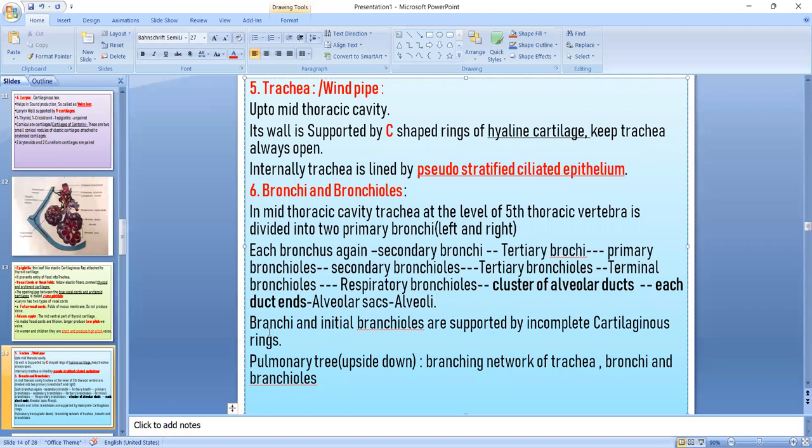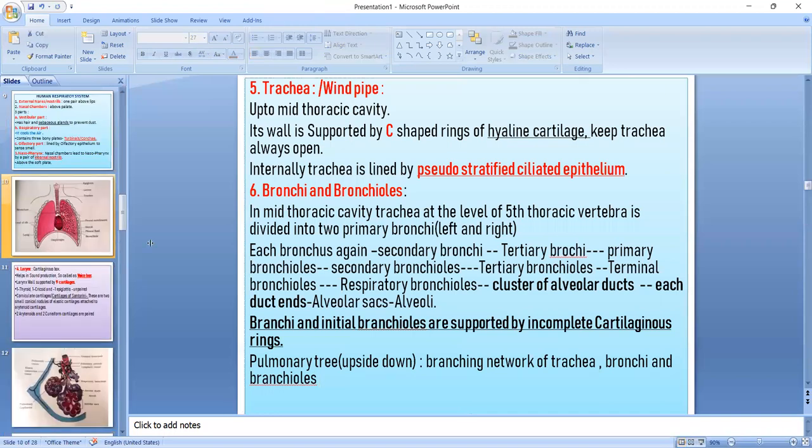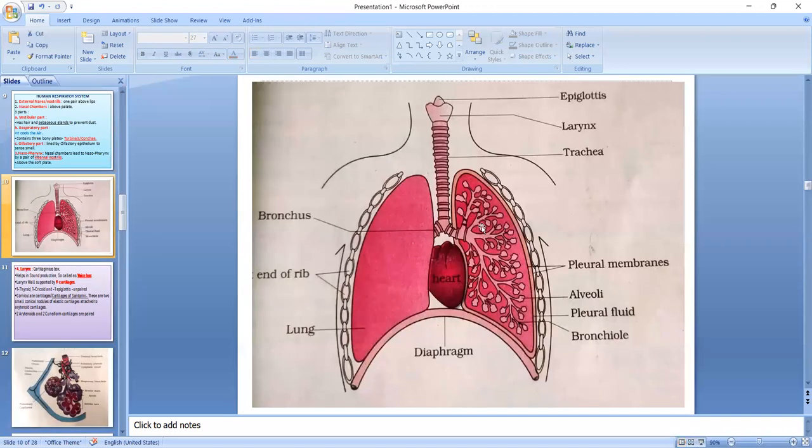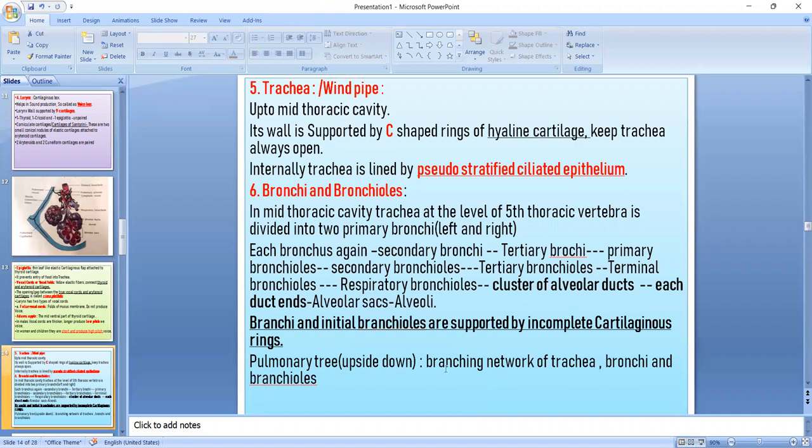So, bronchi and initial bronchioles are supported by incomplete cartilaginous rings, just like the trachea. Okay, bronchi and some initial bronchioles are also supported by C shaped rings. So the pulmonary tree is an upside down tree, the branching network of trachea, bronchi and bronchioles. It appears like a tree, that is called the respiratory tree.